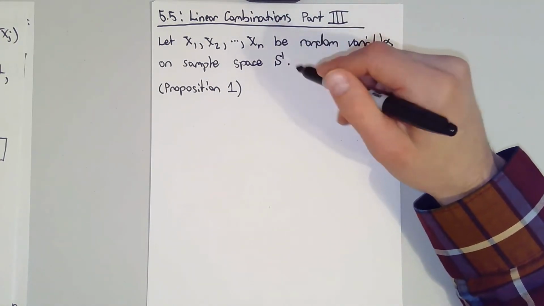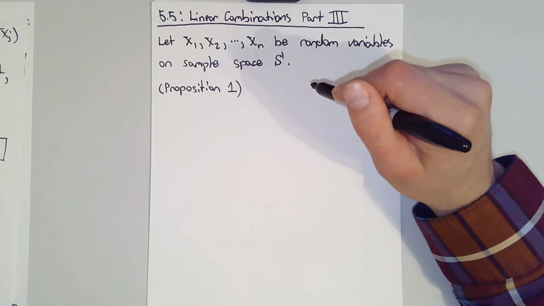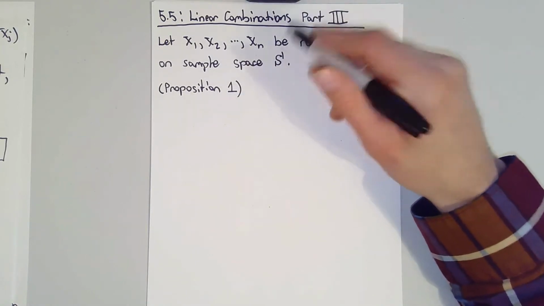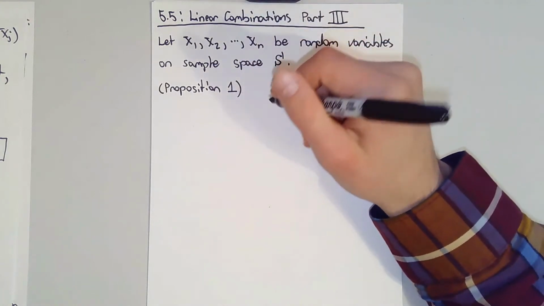Now again, in this section we're not assuming that X1 through Xn are independent or identically distributed. These are simply random variables just over the same sample space S. They may depend on one another, they may not.